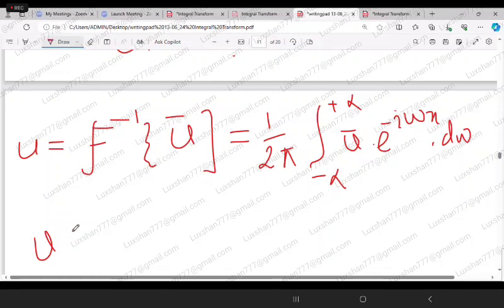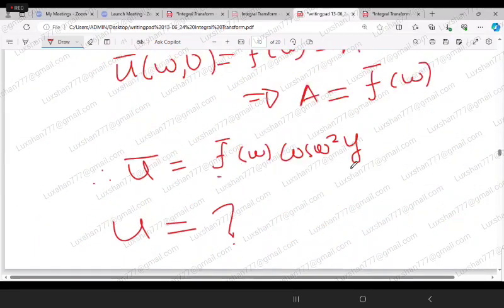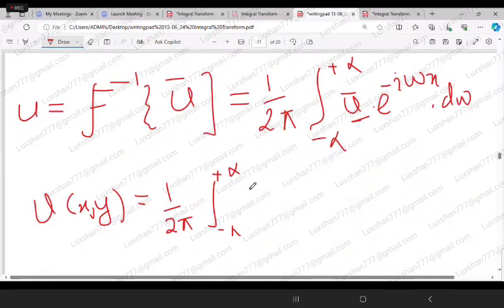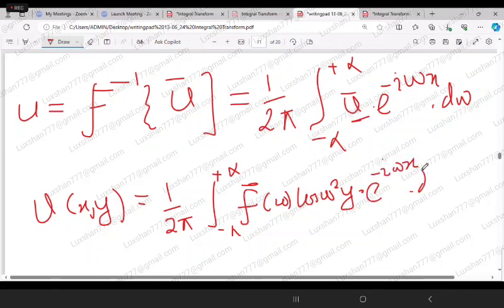Therefore u(x, y), because u is a function of x and y, is equal to 1 over 2 pi integration from minus infinity to plus infinity. Now I am going to replace u bar by this one. So that is f bar omega cos omega squared y into e to the power minus i omega x. Now this is the solution.